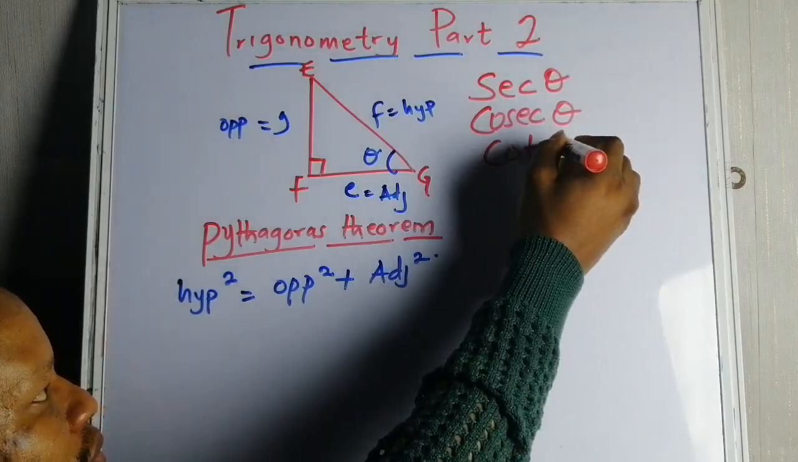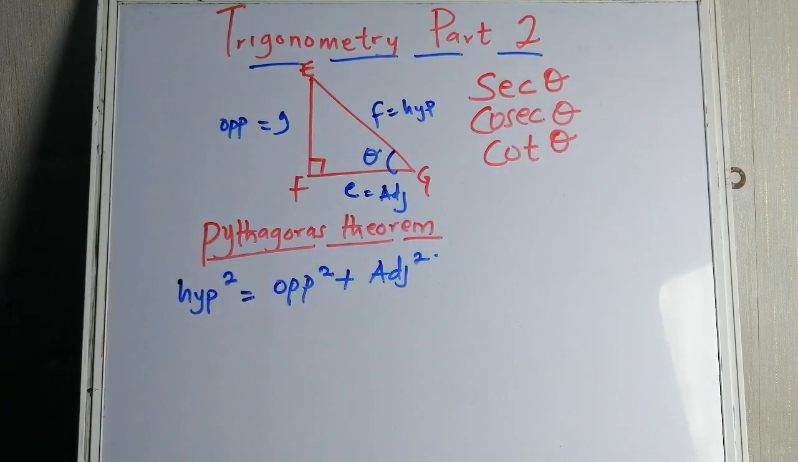Cotangent theta or cot theta. Cot theta is the same thing as cotangent theta. Cosec theta and sec theta. You understand? They are not the same thing as the normal ones that you know: sin theta, cos theta, tan theta. So how do you know which one is which?